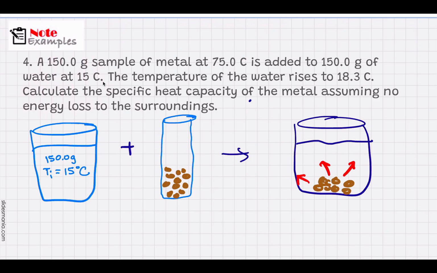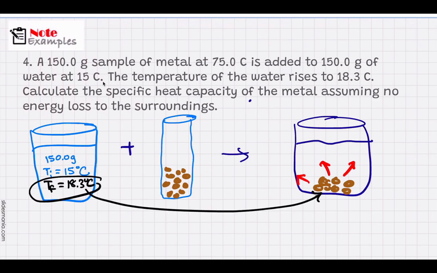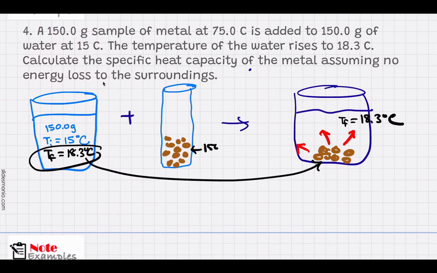So the final temperature at the end ends up being 18.3 degrees Celsius. I guess that kind of should go over here. So let me get rid of that. So TF, for both the metal and the water, is 18.3 degrees Celsius. The metal was 150 grams, and it was at 75 degrees Celsius to start with. So that was the TI.